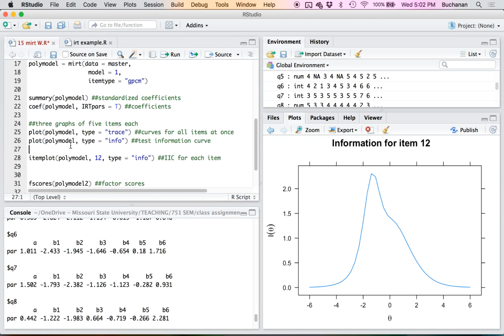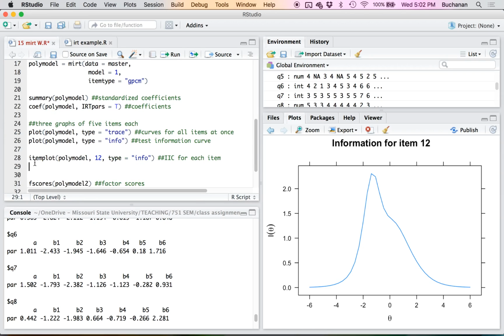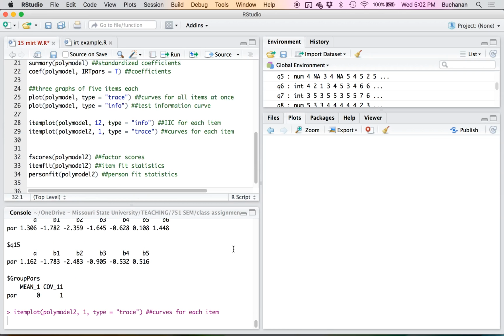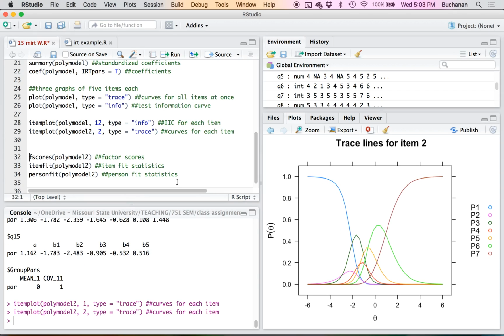You can also look at their trace curves individually. So item plot, change that to trace. And the trace curves sort of indicate that they're not using the entire scale. So 3 here is never picked. So 1, 2, 3, 4, 5. This one only went 1 through 6, it looks like, instead of 1 through 7. So 7's not even used. So that's a problem when they don't use the entire scale.